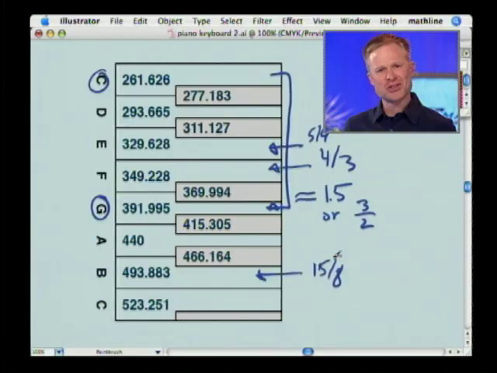And besides, can you imagine if a piano had 40 keys between every octave? It'd have to be humongous. So that wouldn't be very practical.